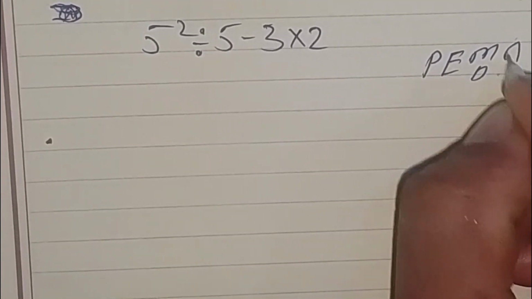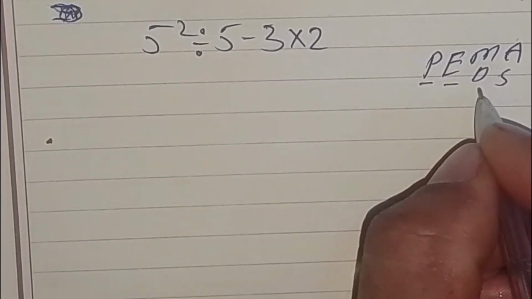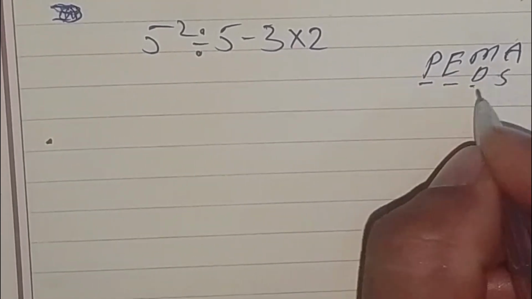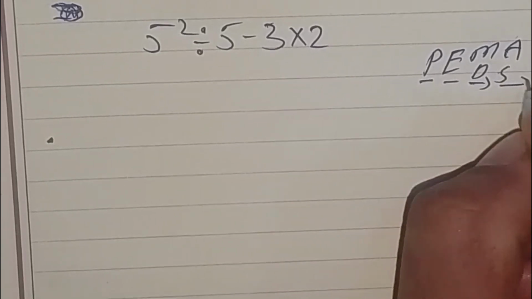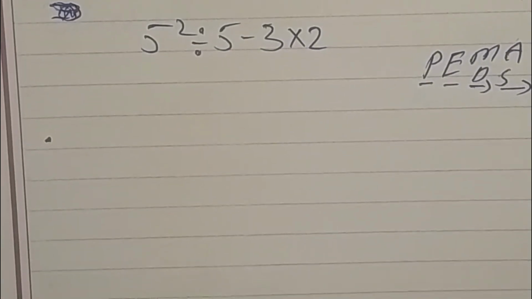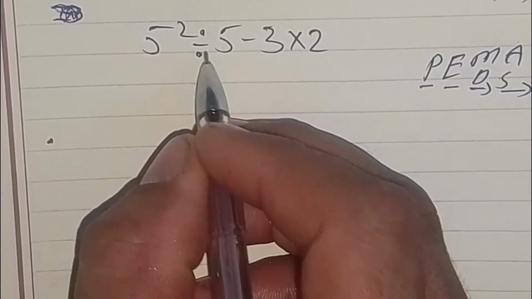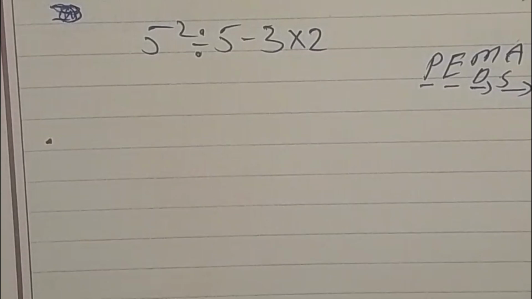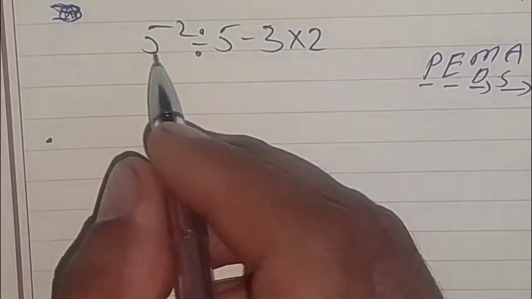According to the PEMDAS rule, first we solve parentheses, then exponent, then multiplication or division. Multiplication or division we solve from left to right, and addition or subtraction we solve from left to right. Now we have one exponent, one division, one subtraction and one multiplication. So first of all we solve the exponent.